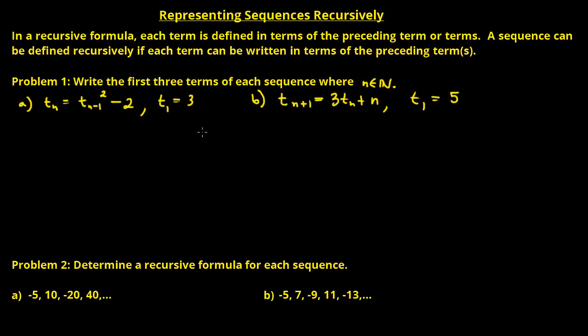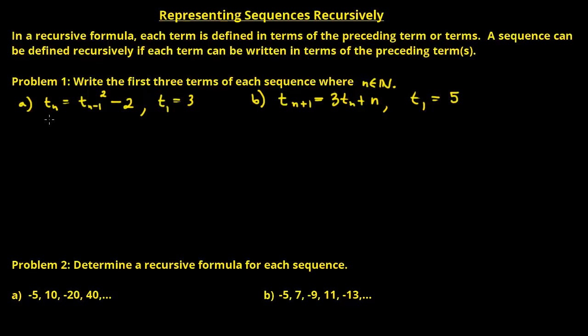So a sequence can only be represented recursively if each term can be written in terms of the preceding term or the preceding terms. So let's look at a couple of recursive formulas. Here we've got that t sub n, the nth term, is equal to t sub n minus 1, which is the term before, squared minus 2. Now, it's really important here that we have to be given one of the terms. So here we're given the first term, which is 3.